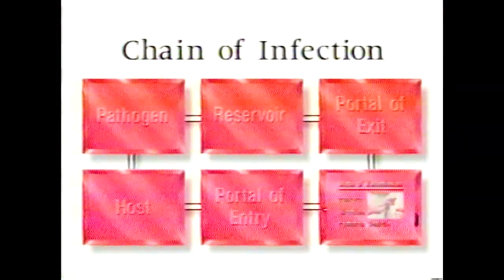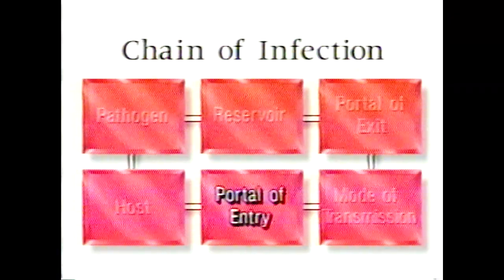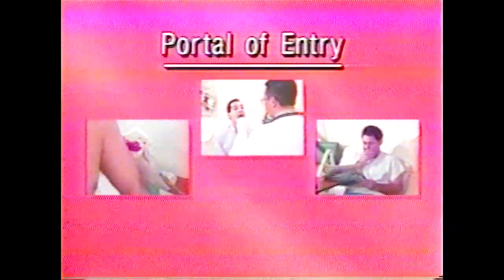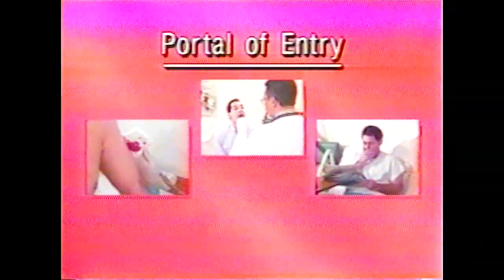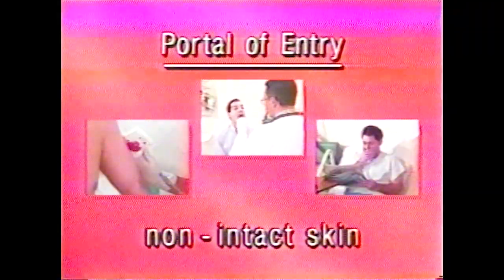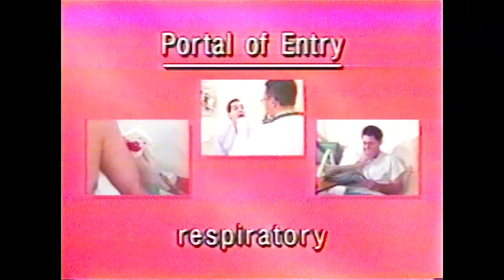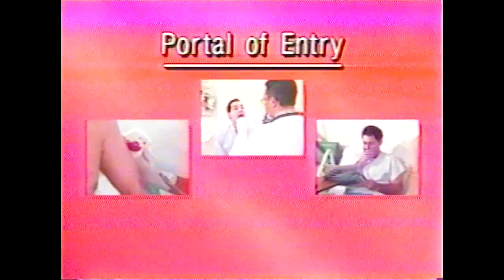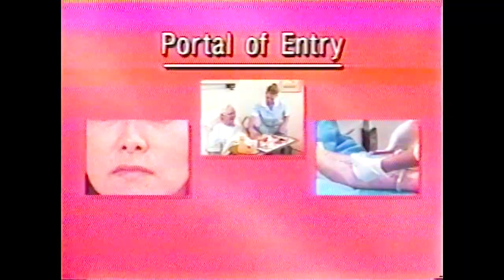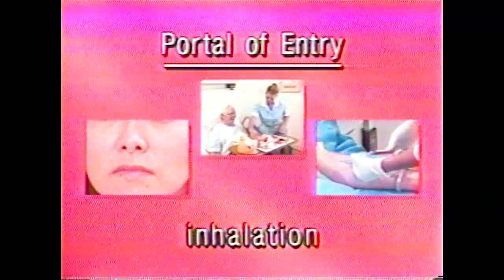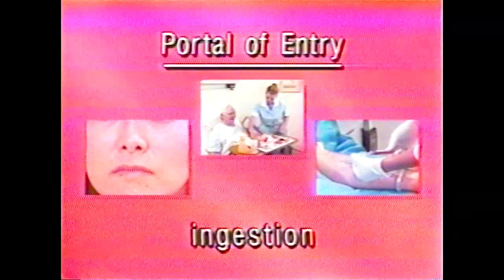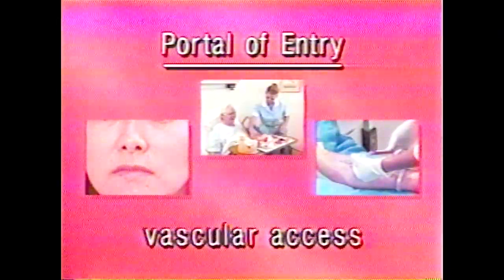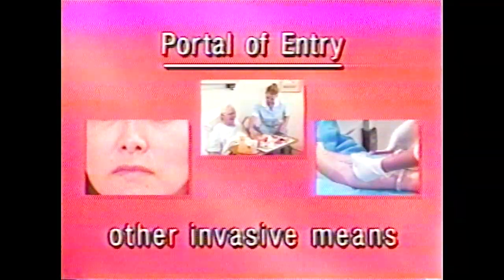Look for the portal of entry, a natural or unnatural opening in the body, which may be the entry site. Portals of entry would include non-intact skin, mucous membranes, respiratory, gastrointestinal, or genitourinary sites. Also, determine the mechanism of introduction, such as inhaling organisms in the air or ingesting contaminated food, a percutaneous injury, surgical incision, vascular access, or other invasive means.